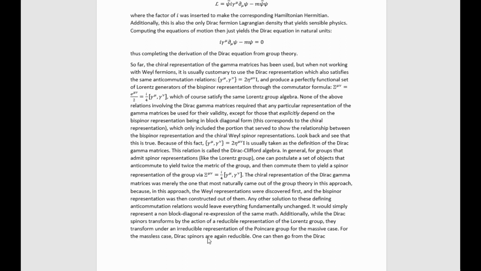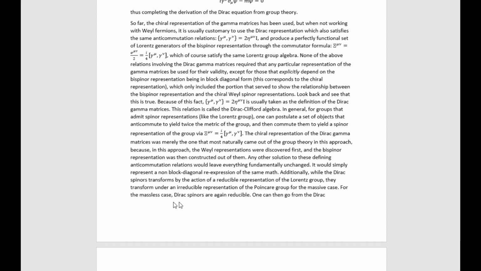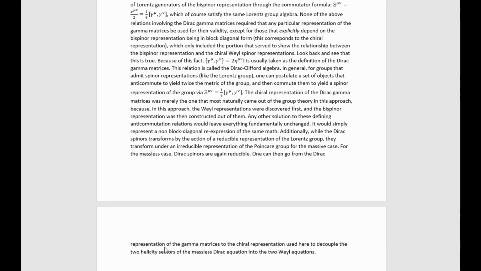Additionally, while the Dirac spinors transform by the action of a reducible representation of the Lorentz group, they transform under an irreducible representation of the Poincare group for the massive case. For the massless case, Dirac spinors are again reducible. One can then go from the Dirac representation of the gamma matrices to the chiral representation used in this document to decouple the two helicity sectors of the massless Dirac equation into the two Weyl equations.